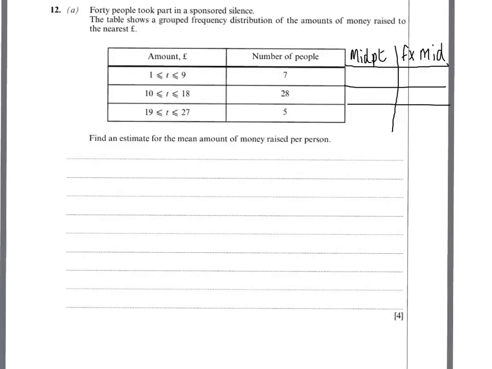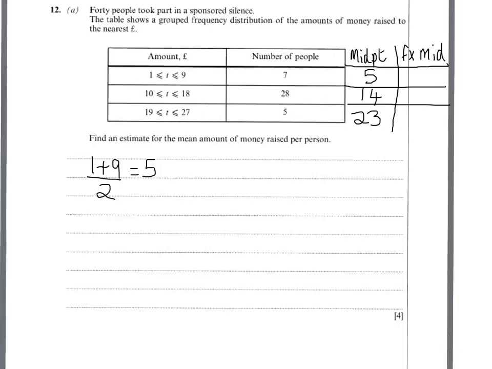A lot of these you can spot. So halfway between 1 and 9 you can probably spot is 5. If you're not sure, add the 2 ends of the range together, so 1 plus 9, and then divide by 2, which is 10 divided by 2, which is 5. So it's up to you whether you just spot it or whether you work it out. So the midpoint between 10 and 18 is 14, and the midpoint between 19 and 27 is 23. So either by spotting or by adding them together and dividing by 2.